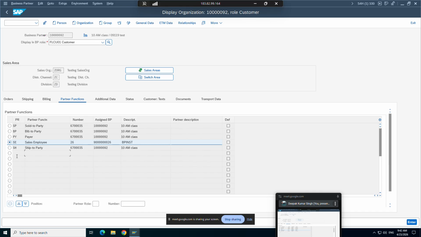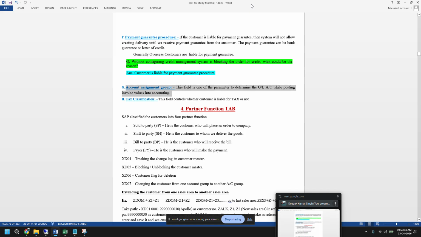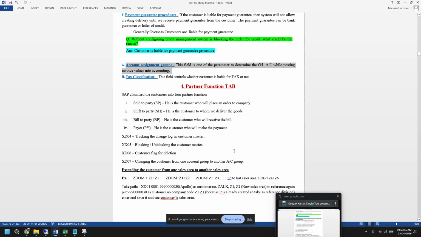Here, what is partner function? Yes, okay, yes, Deepak. Let's see what we have.